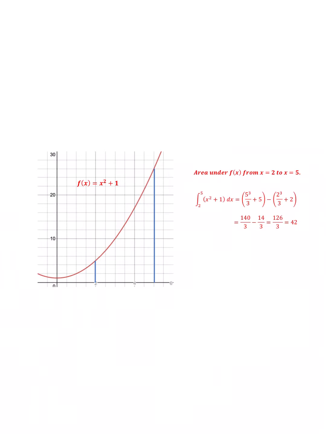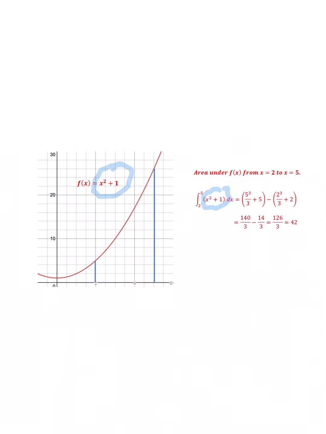We're going to say the integral of x squared plus 1. Remember, x squared plus 1, that's simply the function, okay? The integral of x squared plus 1 from x equals 2 to x equals 5. Well, first of all, the integral of x squared plus 1 is going to be x cubed over 3 plus x, okay? Remember, we add 1 to the exponent and divide by the new exponent. So x to the third over 3 plus x.